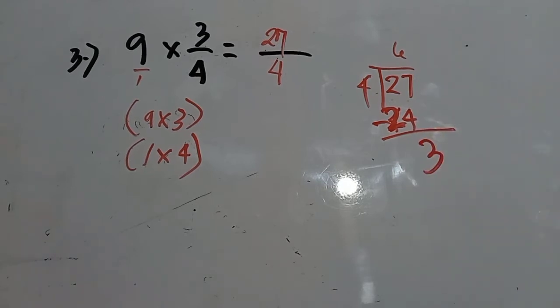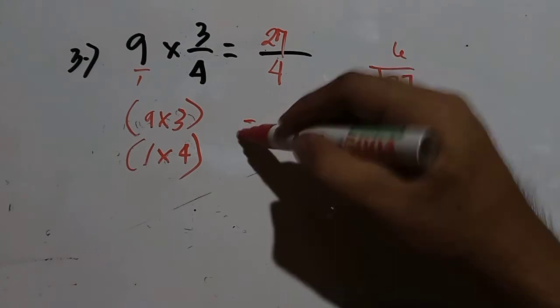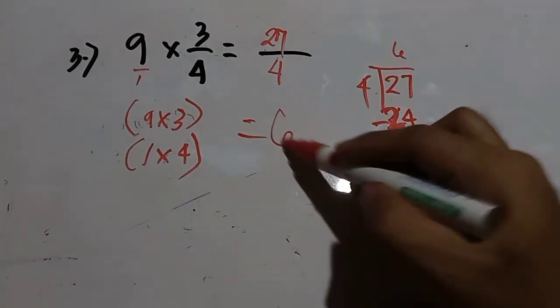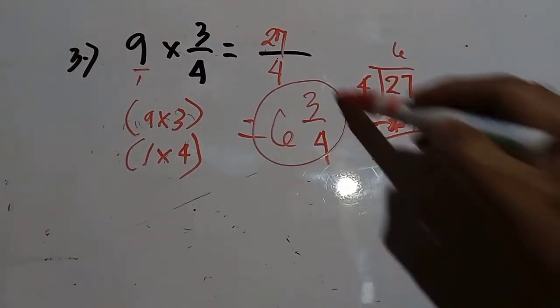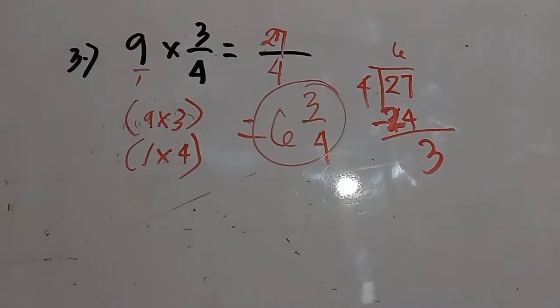So, now, ang ating sagot ay what? So, 6 and 3 over 4. Nakuha. So, this is our simplest form. Gets? Okay. Example number 4.